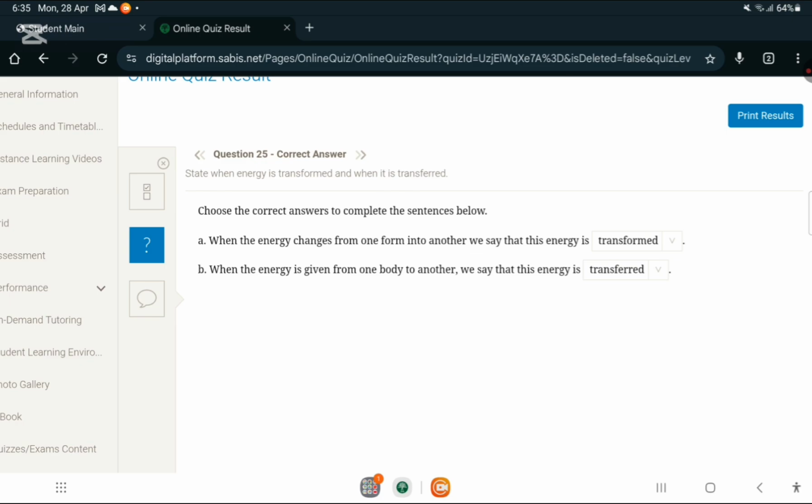When the energy changes from one form into another, we say that energy is transformed. So changing is the keyword. Transform, changing. When the energy is given from one body to another, we say it's transferred. So given is transferred. You're giving it to someone, you're transferring it to something else. But when I say I'm changing it from one form to another, it's transforming.